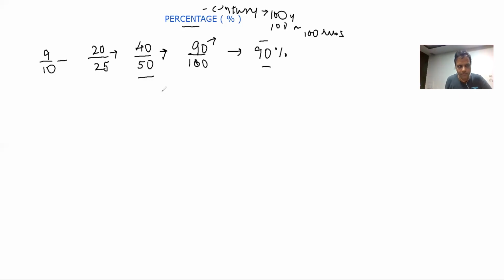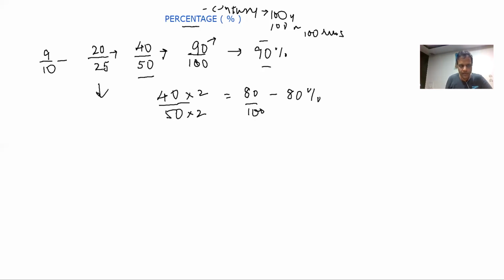Now, let me take, for example, 40 upon 50. What is the percentage? Is it 40%? No. What we have to do is convert the denominator into 100. As we studied in the last video, we multiply by 2 in the denominator and 2 in the numerator. Now, what do we get? We get 80 upon 100. Now, can we say the percentage is 80%? Yes, the percentage is 80% because now it is out of 100.